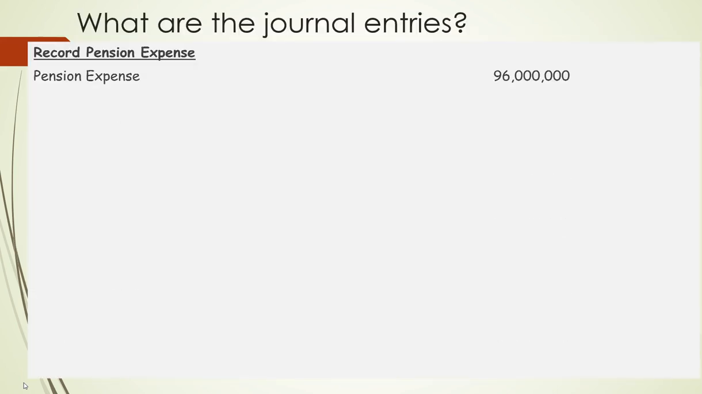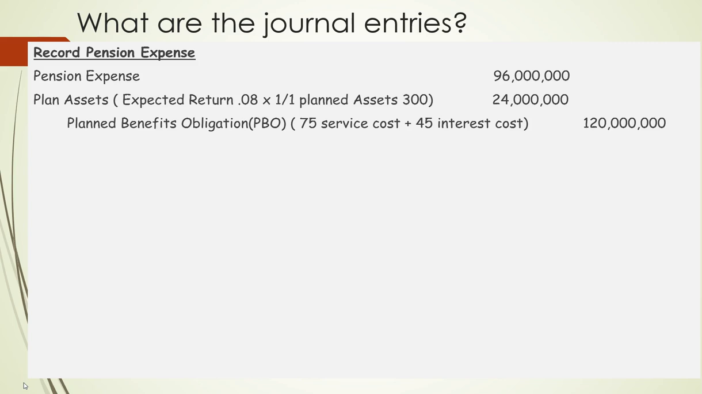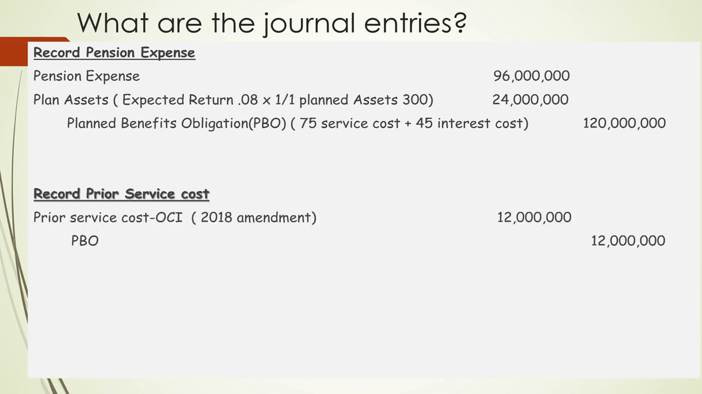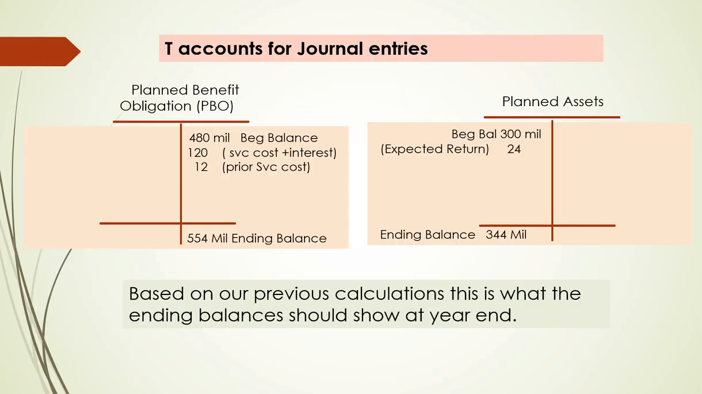We're going to record our pension expense. We're going to debit $96 million. Plan assets, we're going to book our expected return, and the plan benefit obligation is going to get the service cost plus the interest. We're going to record our prior service cost. It is going to go to other comprehensive income, and it's going to increase our PBO. Now we'll do our T accounts, and we show those entries, and now we'll go and do our other entries.